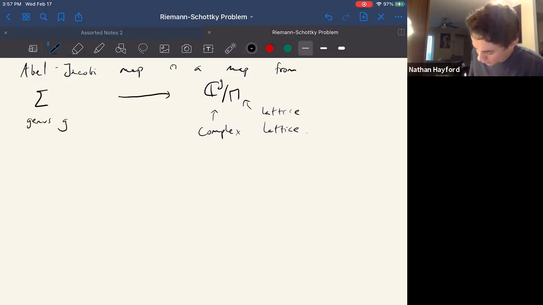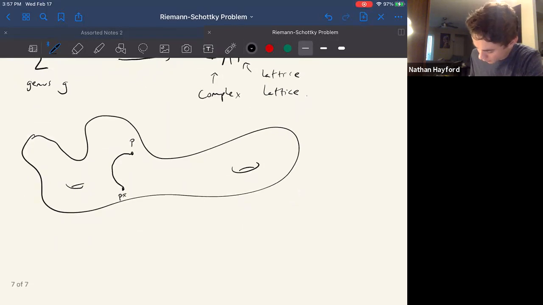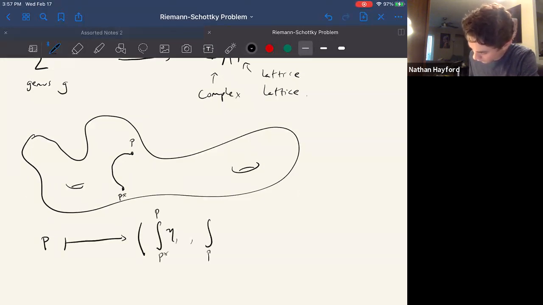And how is it defined? Well, I take a point on my Riemann surface. Let me draw the picture. Here are some holes. I mark a point, P star, and I consider the problem of integrating from P star to a point P on the surface. And to this point P, I associate the vector: integration from P star to P of eta 1, integration from P star to P of eta 2, and so on and so forth.